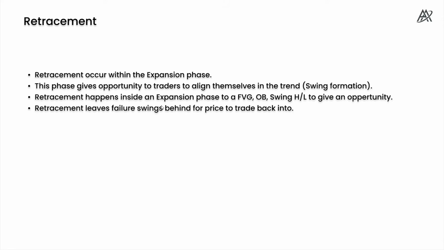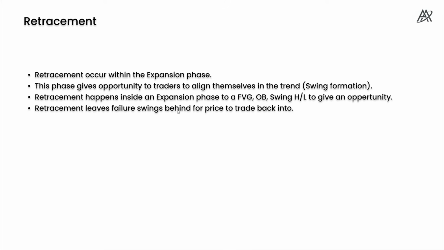Retracement happens inside an expansion phase towards the fair value gap, order blocks, or swing highs and lows to give an opportunity, right? A retracement can happen at these three levels, right? I can expect a retracement towards the fair value gap, towards the order block if there is no fair value gap, or take out a swing high or low within that range to give me that swing point. From that I can trade away.